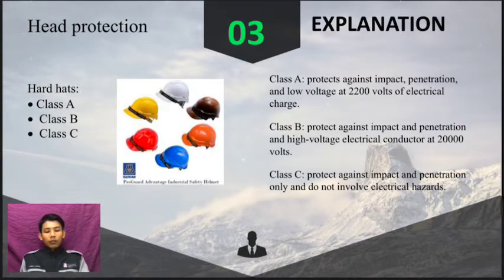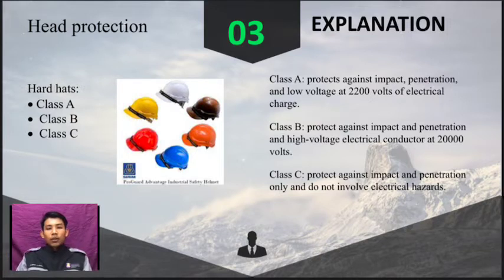The function of class A is to protect against impact, penetration, and low voltage at 2200 volts of electrical charge. Next is class B, which protects against impact and penetration and high voltage electric conductors at 20,000 volts. The last is class C, which protects against impact and penetration only and does not involve electrical hazard.